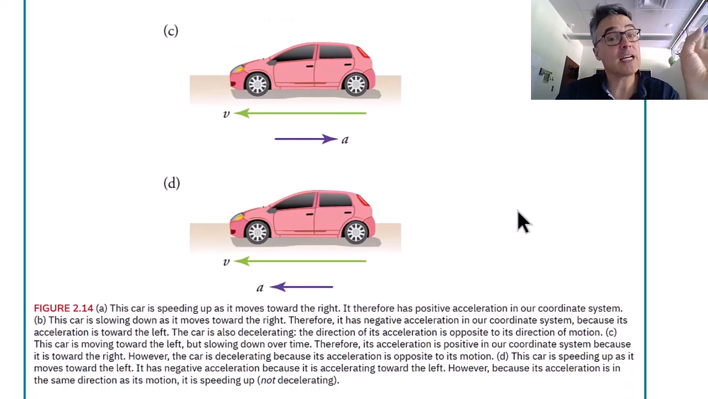But the basic idea is that if the velocity vector and the acceleration vector are in the same direction, it means your object is speeding up. If the velocity vector and the acceleration vector are in opposite directions, it means it's slowing down.